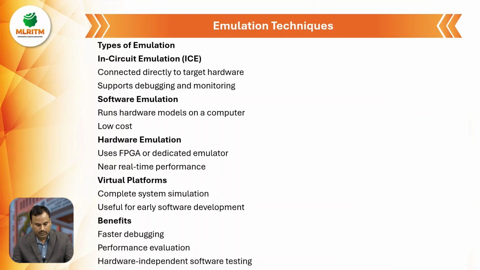And then hardware emulation. Hardware emulation means it uses an FPGA or dedicated emulator with near real-time performance. Virtual platforms are also one of the types of emulation. They provide complete system simulation, useful for early software development. The benefits are faster debugging, so we can check the errors, and we can get performance evaluation also. Hardware independent software testing is also possible using these emulation techniques.